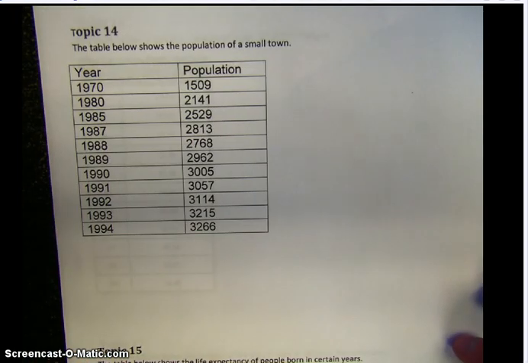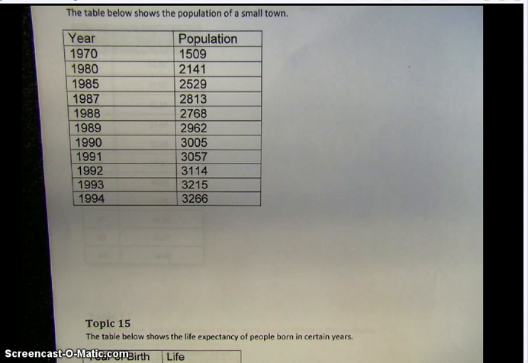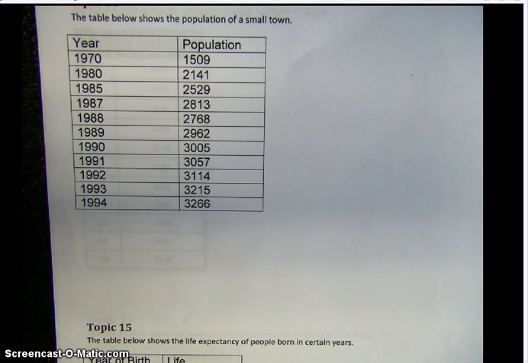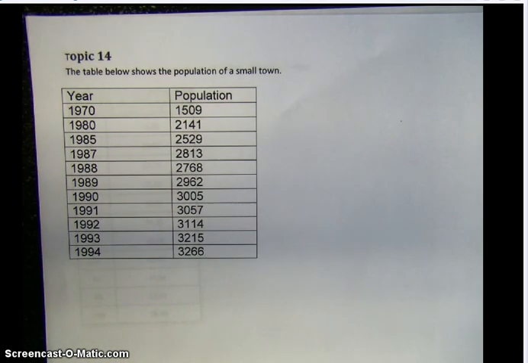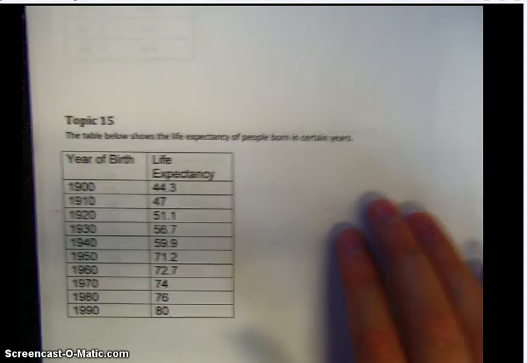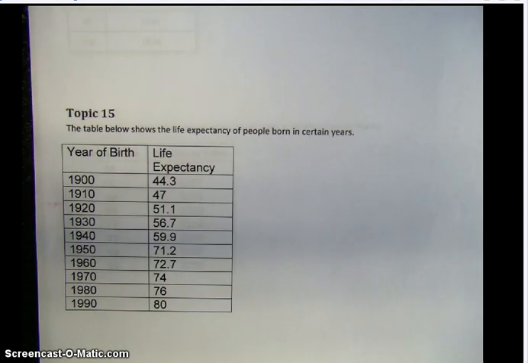Topic 14 is looking at the population of a small town over a period of 20 years. This one's cool because I think it mirrors what's happening in Lafayette and in Denver where you guys live, that it's just going up, up, and up, and how fast is it growing. Topic 15 is really interesting as well.